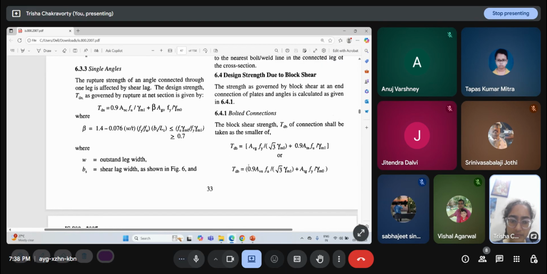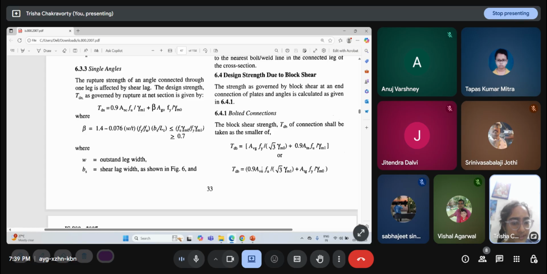and so Tdb is the minimum of Avg divided by root 3 gamma m0 plus 0.9 Atn fu divided by gamma m1. Here what is happening is I'm taking the yield strength in shear. So Avg is the gross shear and this is the yield strength. And for tension I'm taking fracture. So fu is the ultimate strength of steel and Atn is the net tension area, because we saw that for yield we consider the gross area and for fracture we consider the net area.